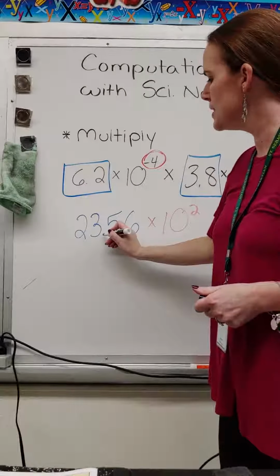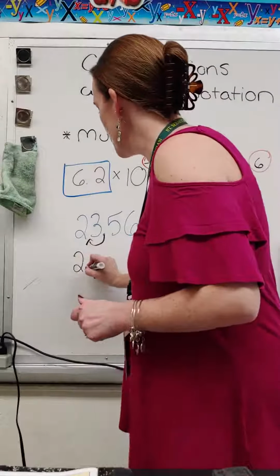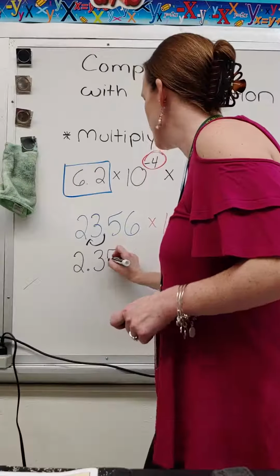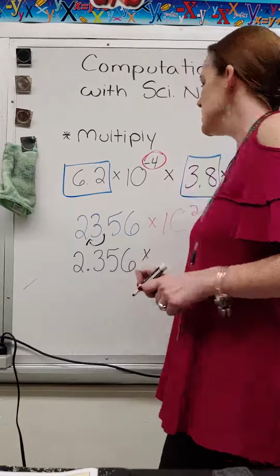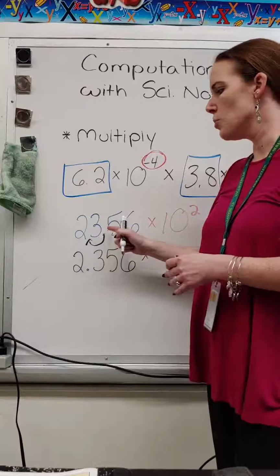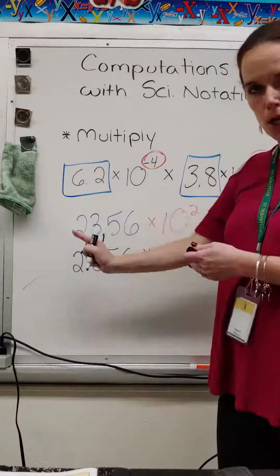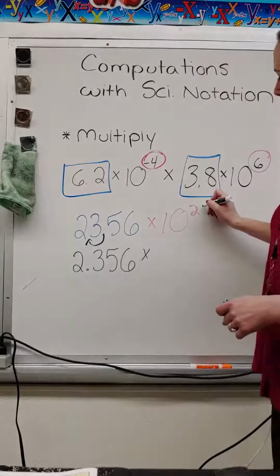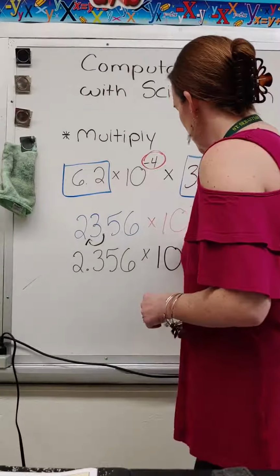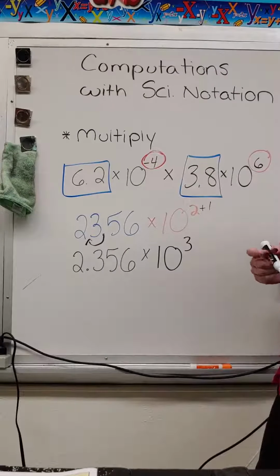You're going to move the decimal one space to the left so that our front number is between 1 and 10. You always need your front number between 1 and 10. Since we had to move this one space to the left to make this 23 into a 2, we made this one space smaller. You make your exponent one space bigger. So it's going to be 2.356 times 10 to the 3rd.